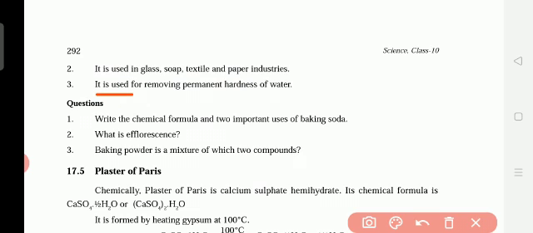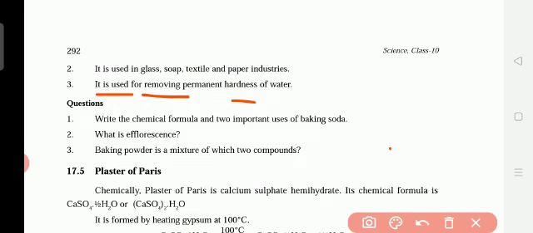And it is used for removing permanent hardness of water; they use sodium carbonate to remove the permanent hardness of water. Okay, that is why in aqua waters, yesterday we saw osmosis, reverse osmosis. In that, sodium is present in the resin, and sodium will remove the calcium and magnesium salts and make the water soft.